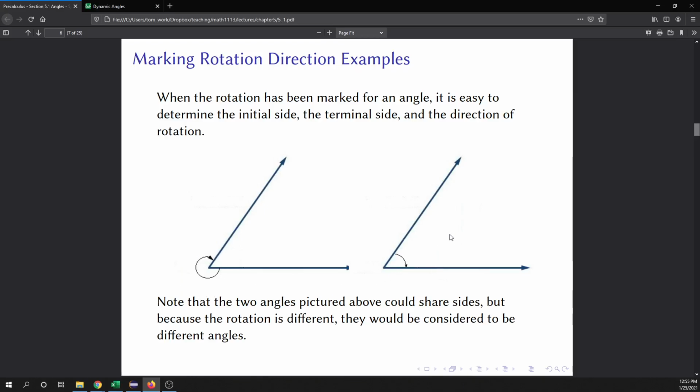Over here in this angle on the right, we can see that this side over here would be the initial side, and this side would be the terminal side. And we can see we rotated in this direction as opposed to rotating around this direction like this. Okay. You can see that these two angles have the same sides, right? But they are considered to be two different angles because the rotation was different.